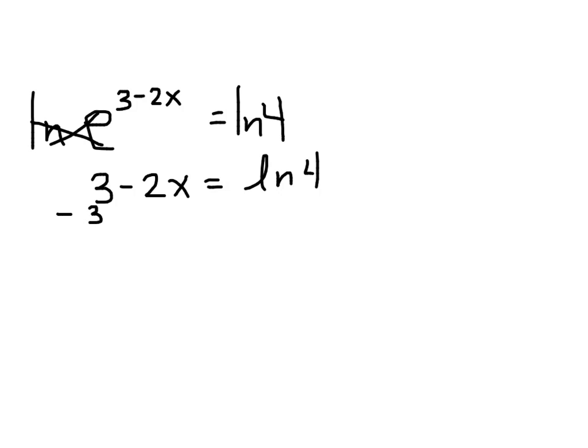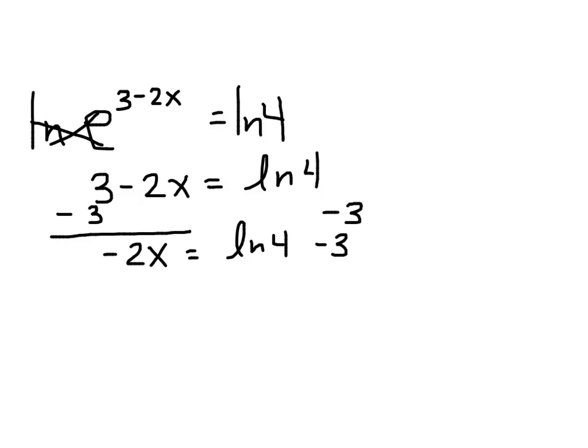Now I subtract 3. A lot of people mess up that part. They say that it's adding 3, but it's the sign in front of it rather than behind it. So be careful with that. Ln of 4 minus 3. Another big time mess up is right here. The ln of 4 minus 3 is not the ln of 1. It's the ln of 4, a number, minus 3. And then we divide everything by negative 2.